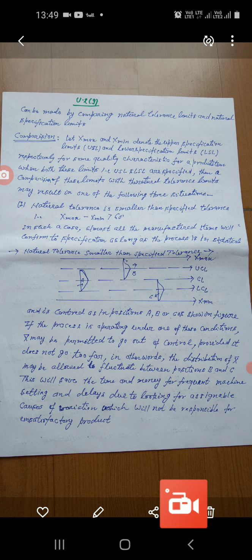This will save the time and money for frequent machine setting and delays due to looking for assignable causes of variations which will not be responsible for unsatisfactory product.